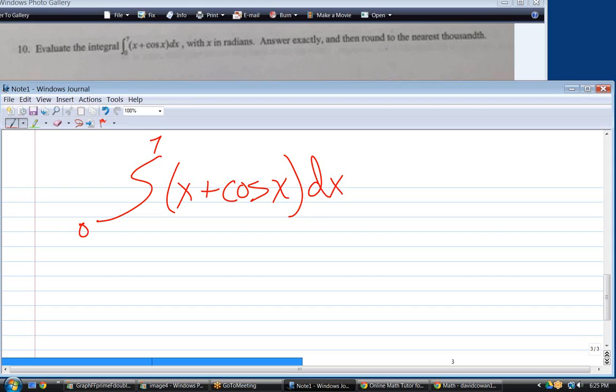So the integral of the sum of two things is equal to what?